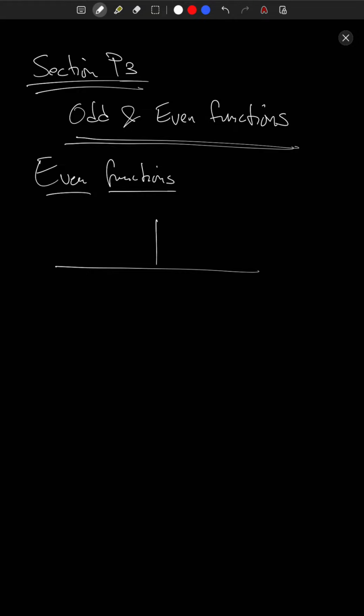Even functions are ones where, if you have x, y, and you look at its graph, maybe something like this and like this, the part that's to the right of the y-axis, this portion to the right here, is a mirror image of the portion of the graph to the left of the y-axis. So there's this kind of mirror symmetry about the y-axis. This is an example that I've drawn of a function that is an even function. So this guy is even.